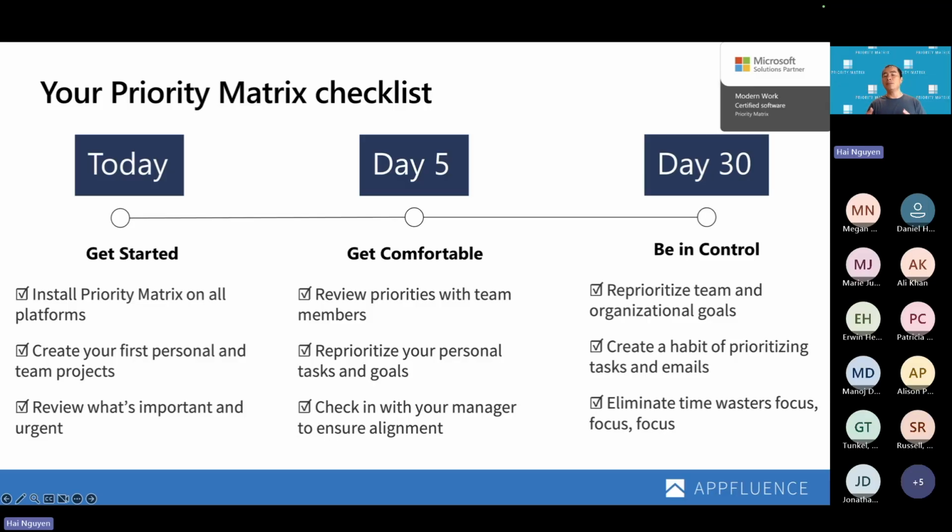And then within a month, by day 30, you're not just looking at your own tasks, you're reprioritizing your team and organization goals. What this means is that now you're really questioning, wait a minute, where am I spending my time to be in alignment with the rest of my team, in alignment with my entire organization? And then hopefully by then too, you're creating a habit of prioritizing your tasks and emails.